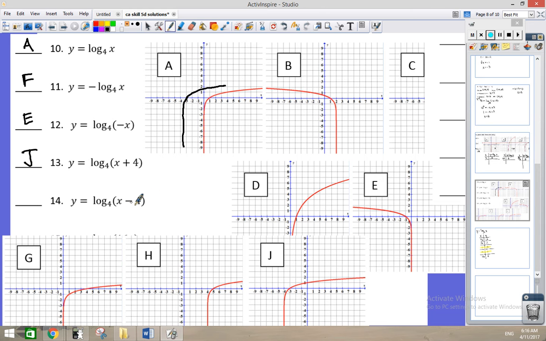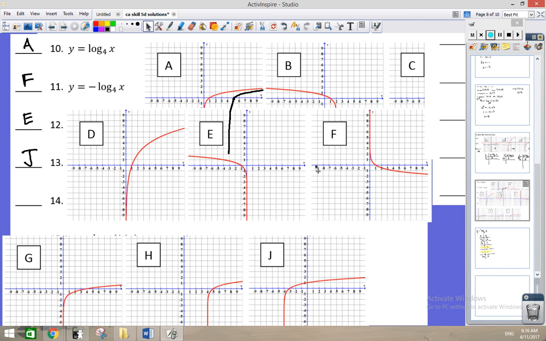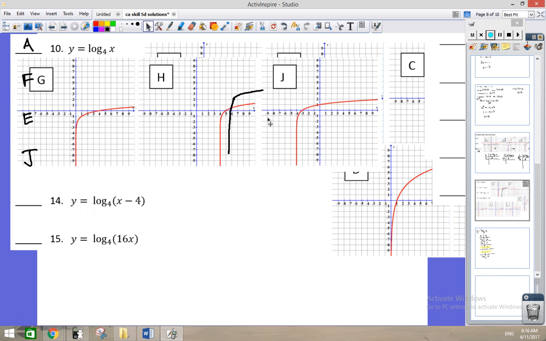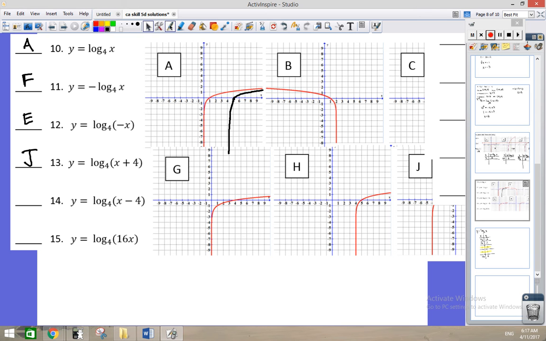All right, this minus 4 is going to be a shift to the right 4 units. So this x-intercept of 1 has been shifted to the right 4, so it's now at 5. Let's see. It can't be one of these three, D, E, or F. That's not been shifted. Look at H there. H looks like it's been shifted. And yeah, this is H.